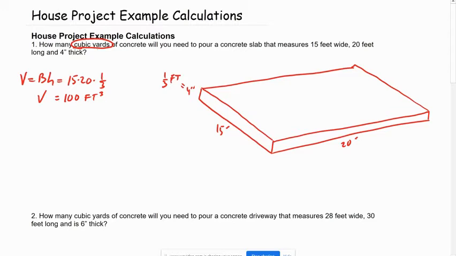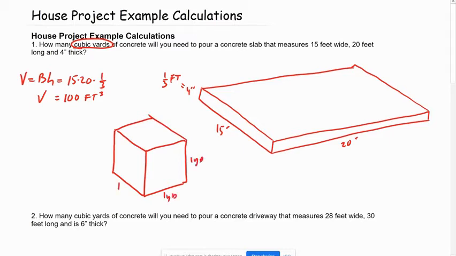A common mistake that people make is to convert cubic feet to cubic yards. You might think you just divide by 3, but that's actually not correct because there are a lot more than 3 cubic feet in a cubic yard. If you picture what a cubic yard looks like, it's a cube that measures 1 yard by 1 yard by 1 yard. And so if we want to convert that to feet, 1 yard is 3 feet. So this is actually 3 feet by 3 feet by 3 feet.